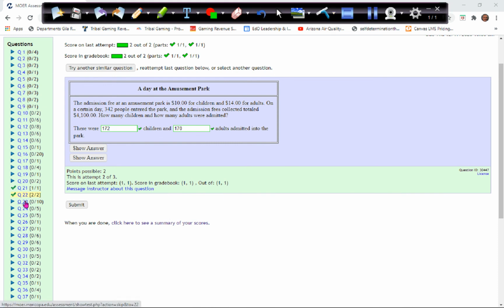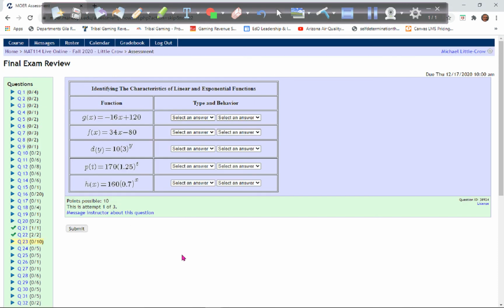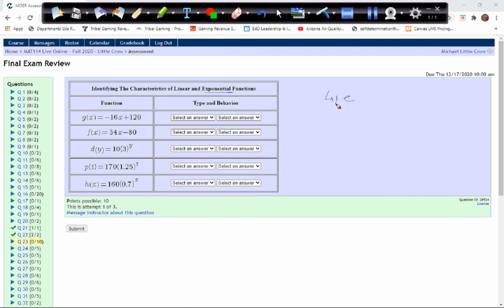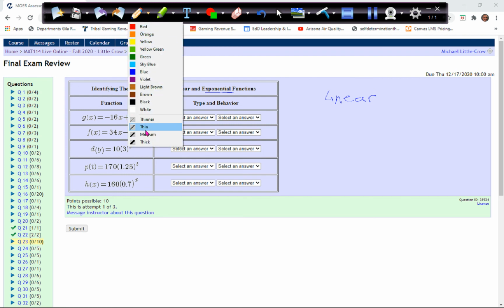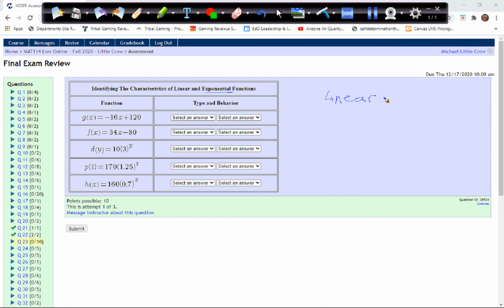Excellent. Let's move on to 23. Now, this time we're given a linear equation. Notice we're given some linear equations, some are exponential. Sorry about that. So we're going to explore down here. Remember, with linear equations, in fact, let me adjust this maybe to medium, they are going to be y equals mx plus b.